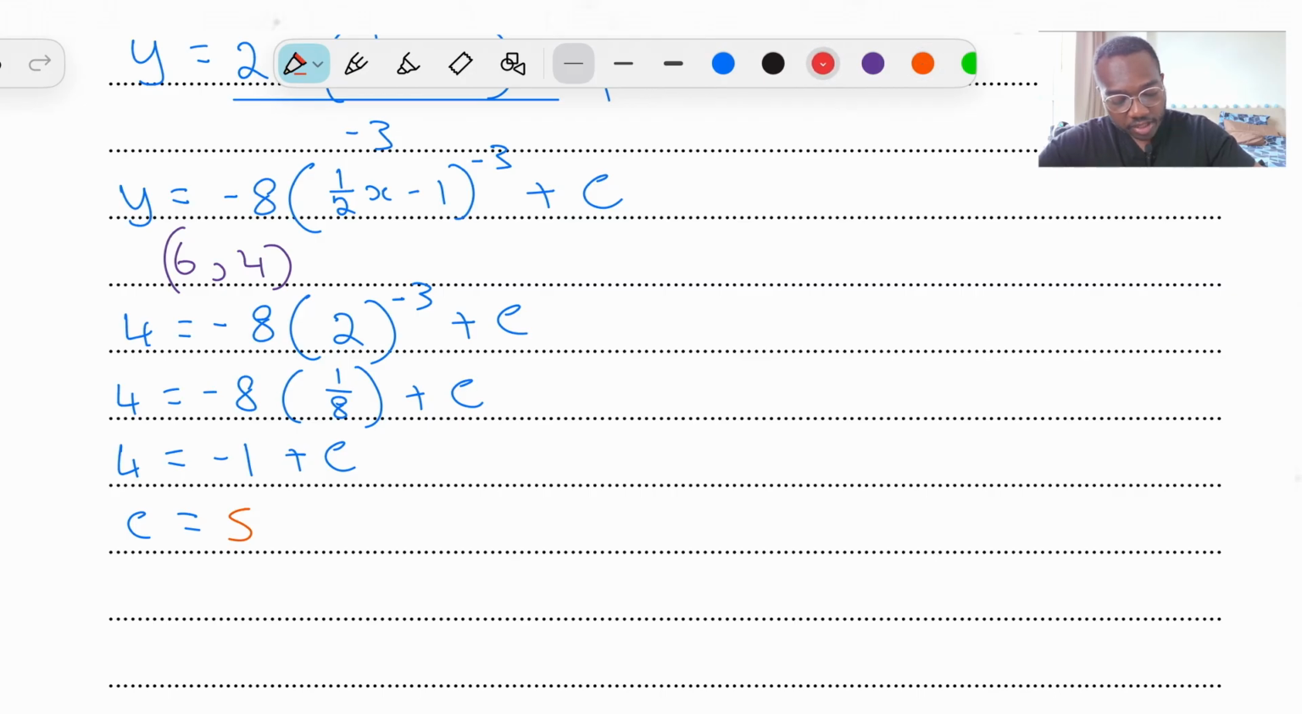Now that we've worked out our c value, we know everything, and therefore y is equal to minus 8, and then in brackets, we have a half x minus 1 to the power of minus 3, and then plus our c value, which was 5.